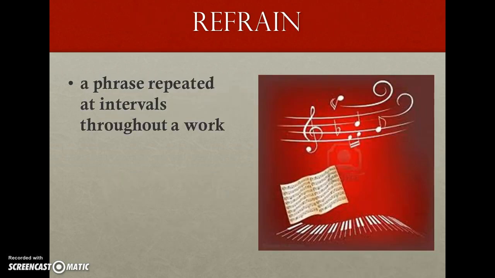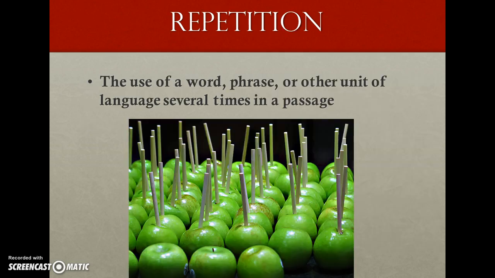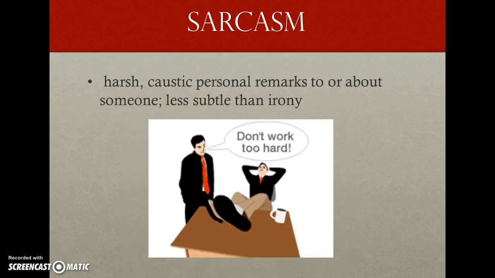A refrain, you see that a lot in poetry. It's just a repeated word or phrase. If you think of Edgar Allan Poe's The Raven, he keeps repeating nevermore, nevermore. Repetition, the use of a word, phrase, or another unit of language several times in a passage. Same thing. If you go back to the Raven, he keeps repeating the word nevermore throughout. We already talked about sarcasm. It's kind of like verbal irony.